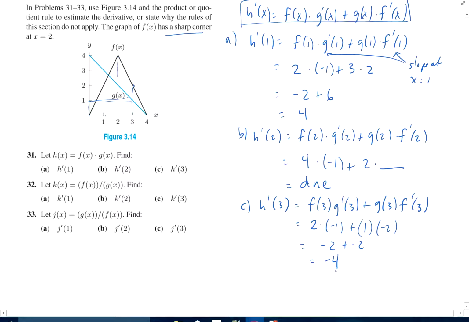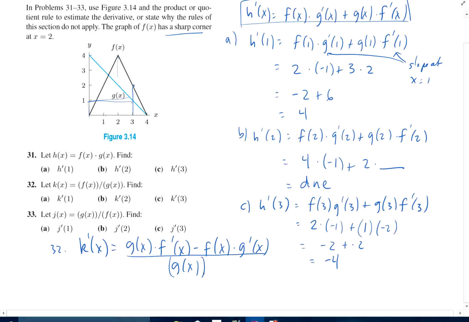All right, 32. Now we've got a couple of quotients. K prime of x is the bottom times the derivative of the top, minus the top times the derivative of the bottom, all over the bottom squared. So that'd be g of x squared.